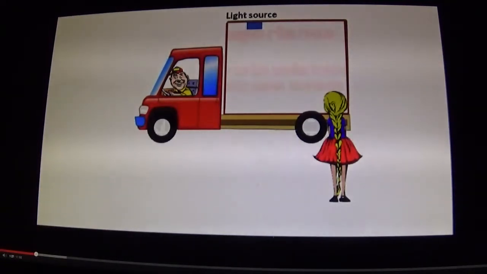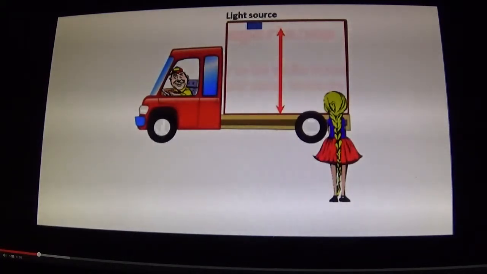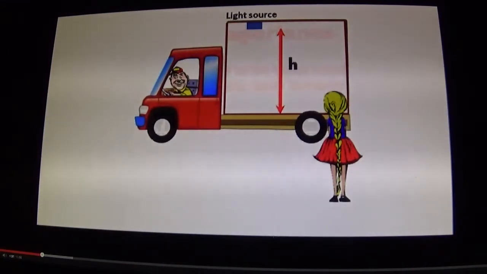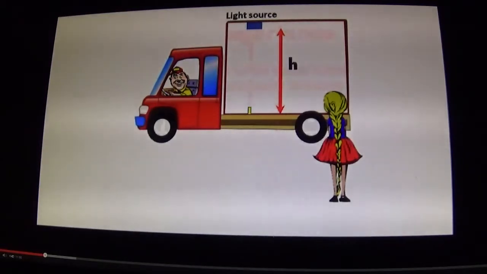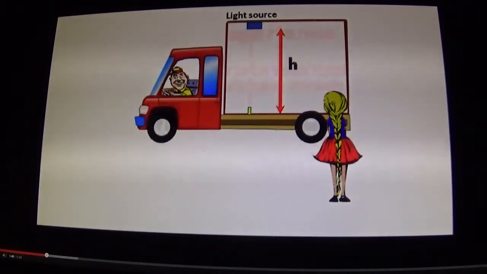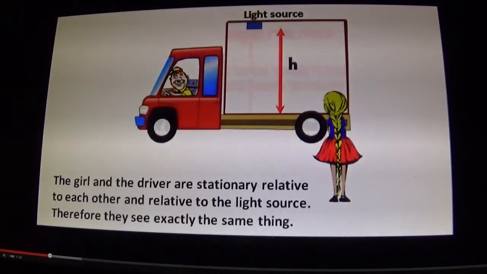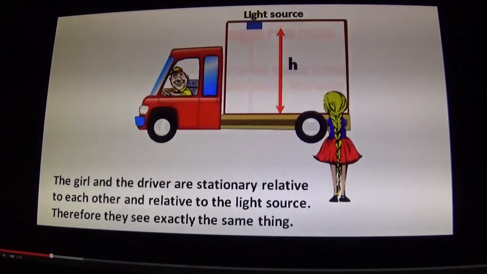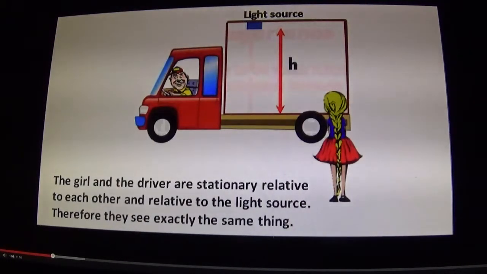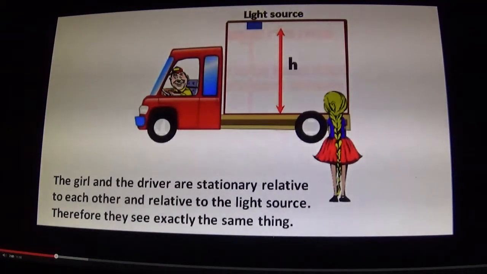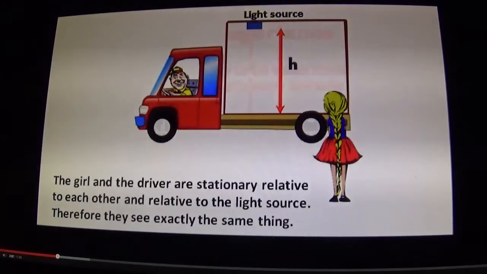There's a light source at the roof of the compartment. The distance from the light source to the floor of the compartment, let that be known as h. A light pulse emanates from the light source and strikes the floor of the compartment. As I mentioned previously, the girl and the driver are stationary relative to each other, and they're stationary relative to that light source. I'm expecting any measurements or observations they make to concur.